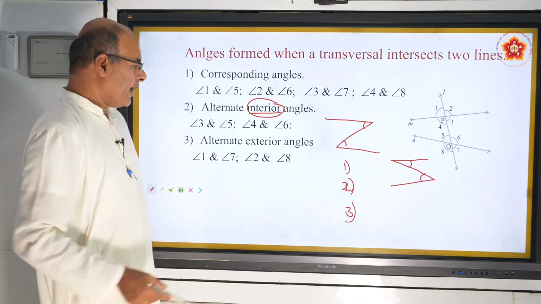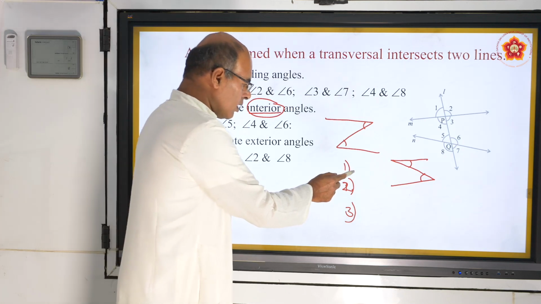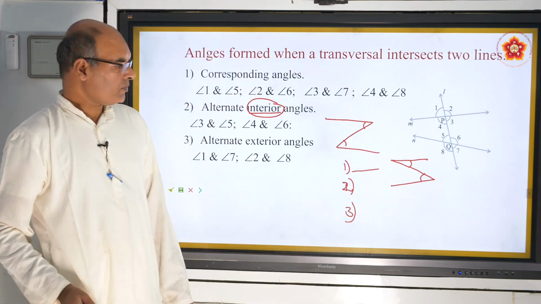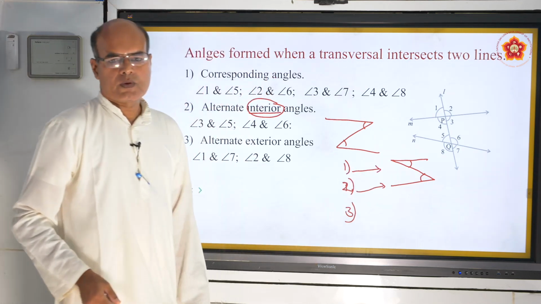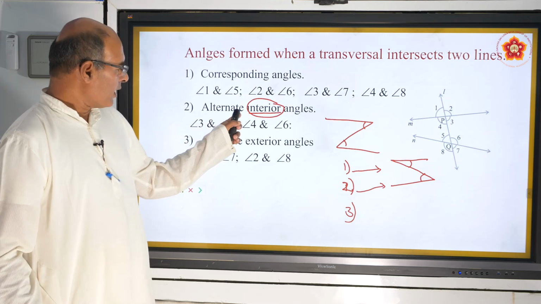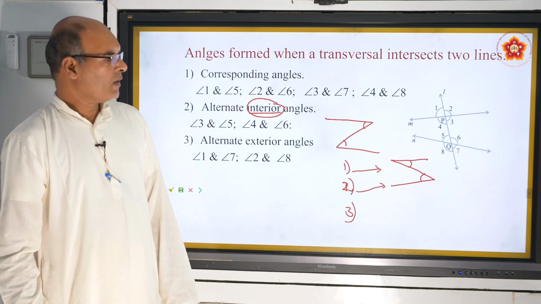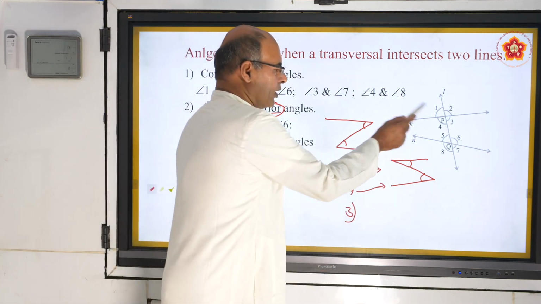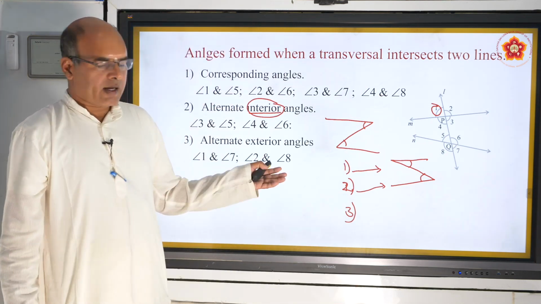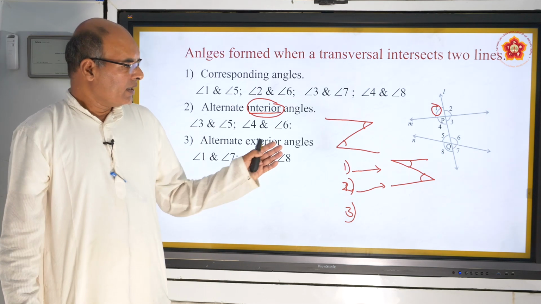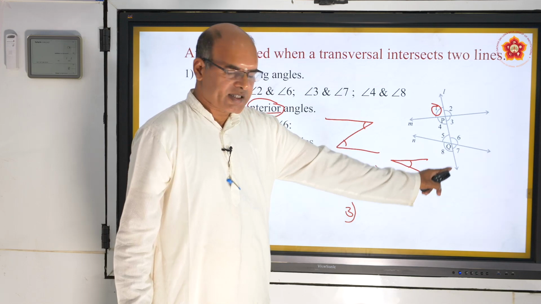So alternate exterior angles. Similarly, they are non-adjacent angles. They are on either side of the transversal. First two conditions are the same. So the only difference is that for alternate interior angles, the angles are interior. Here the angles are exterior. So they are non-adjacent. Take one exterior angle. Suppose I am taking angle 1. Then you have to take another exterior angle so that it is not an adjacent angle. You should not take angle 2. You have to take either 8 or 7.